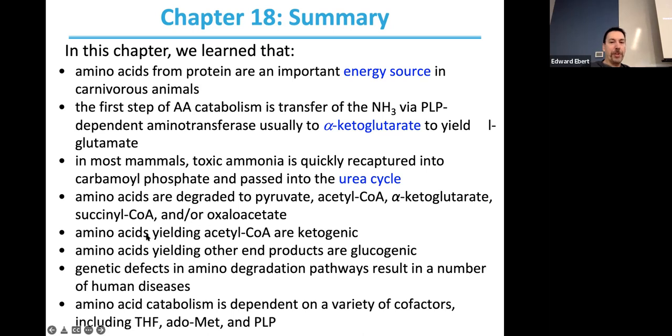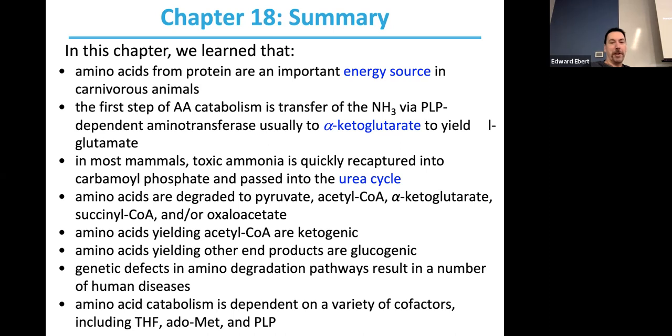We've got several bullet points in here where we talk about what amino acids can be degraded to: pyruvate, acetyl-CoA, alpha-ketoglutarate, succinyl-CoA, and/or oxaloacetate. So if I have multiple choice questions, that might be a good thing. Which of the following is not a compound that amino acids can typically be metabolized into? Which of the following is not? All right, it might be a good idea to know which amino acids are ketogenic and which ones are glucogenic. Some of them are both.